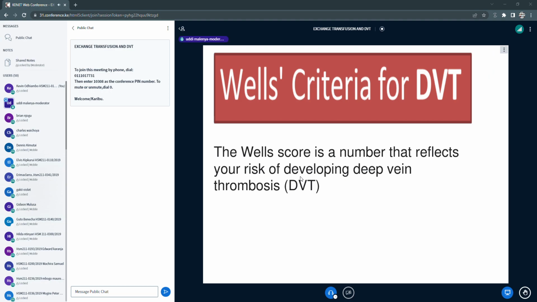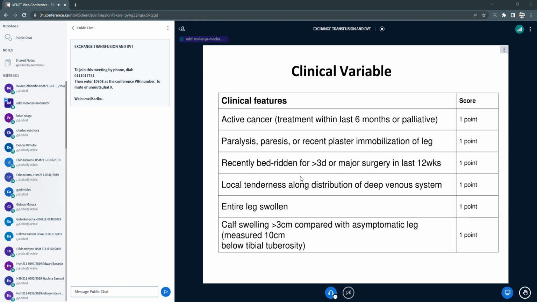The Wells criteria should be one of the criteria that you are able to use to make a diagnosis. It is the criteria used to characterize the risk for developing deep venous thrombosis. You have the clinical variables here, and then you score. If you have active cancer treatment in the last 6 months, you give 1 point. Paralysis, paresis, or immobilization, 1 point. Bedridden for more than 3 days, 1 point. Local tenderness, 1 point.